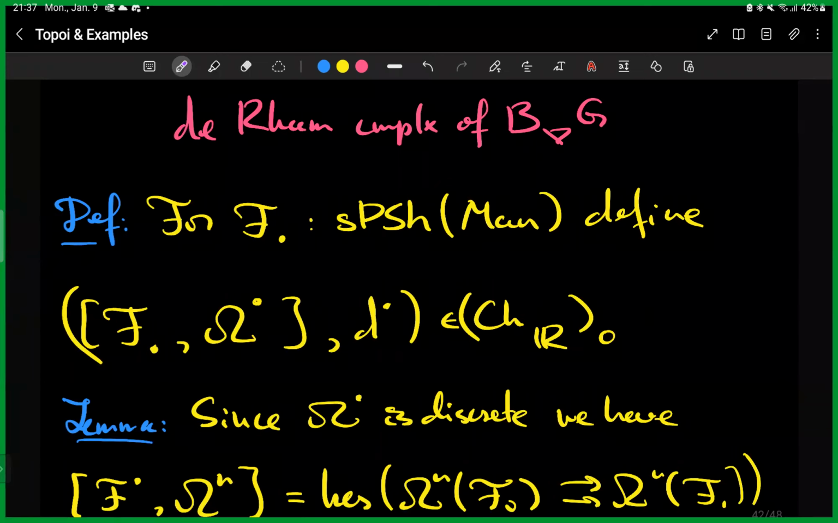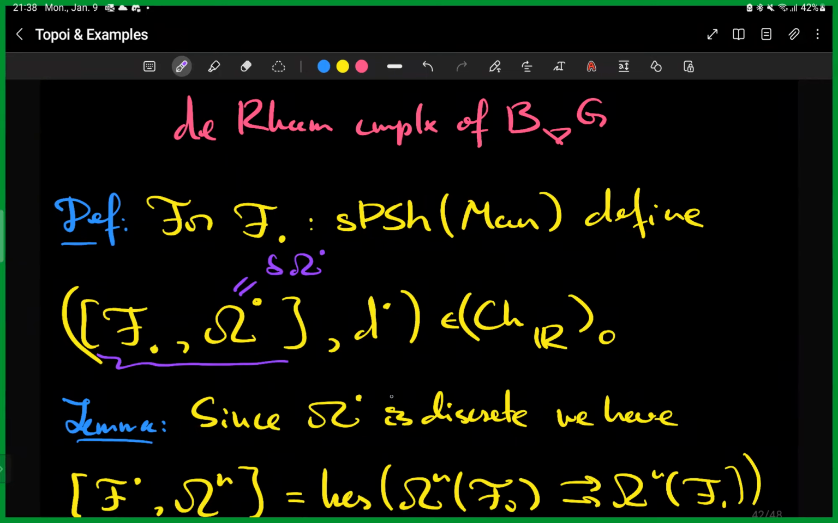How does this work? Well, first of all, we need the de Rham complex, obviously. For a simplicial presheaf on manifolds, we define the de Rham complex as the vector space of homotopy classes of maps from F to this universal complex, which is considered. So I should probably have written it like this. We consider this presheaf, and we take the discrete simplicial presheaf associated to it. And we have the differential, which is induced from the differential on this presheaf. We obtain a chain complex over R.